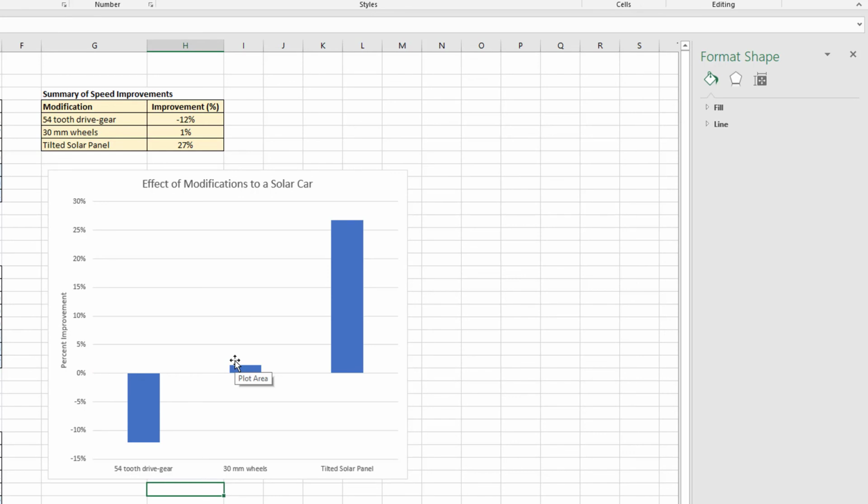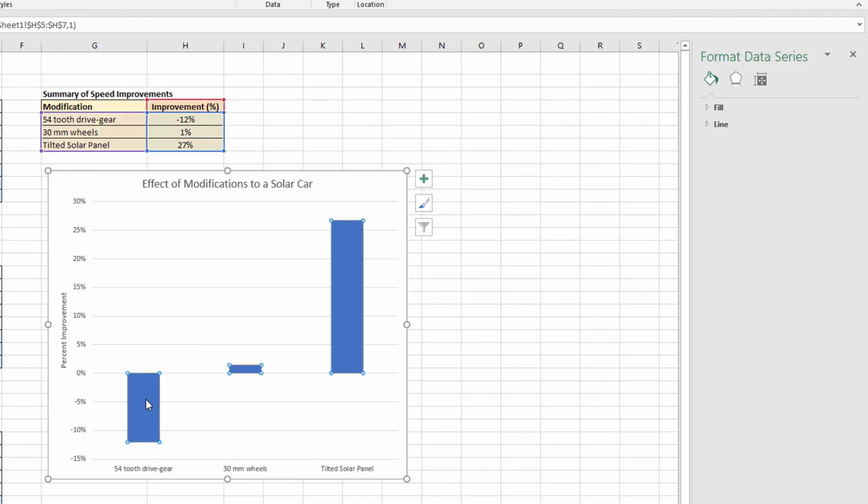You know what? I'm a little bit pedantic. What I'm going to do is make one more little change. I'm going to try and make it more obvious that this one here is a negative improvement. So to do that, I'm going to change the color of that one. So if I click on it once, and see when I clicked on it once, all of these bars, all these columns were selected. If I click on it again, now see only this bottom one is selected.